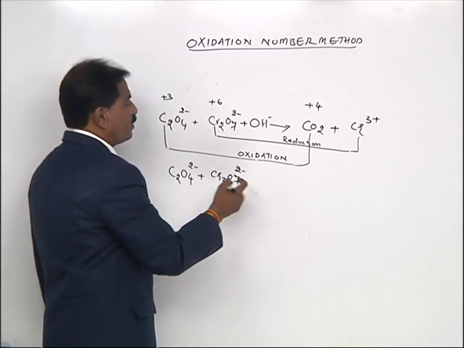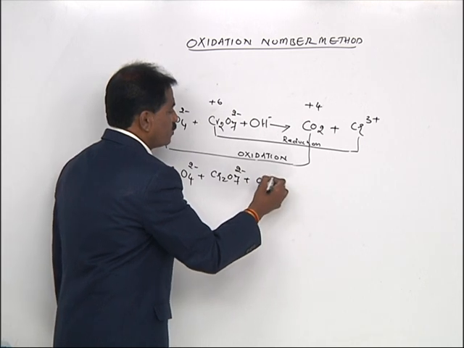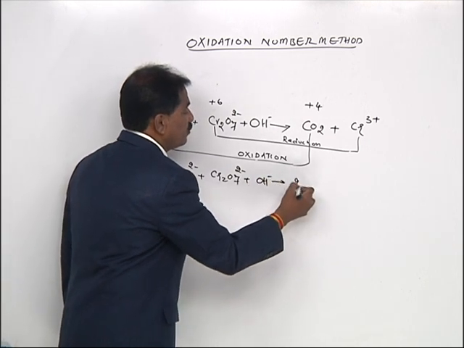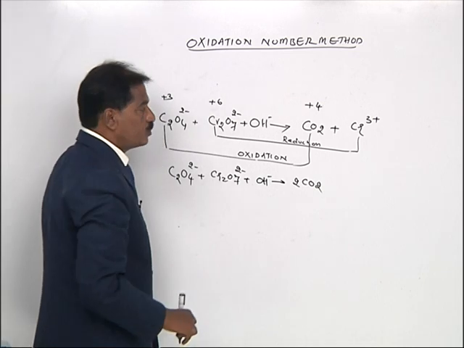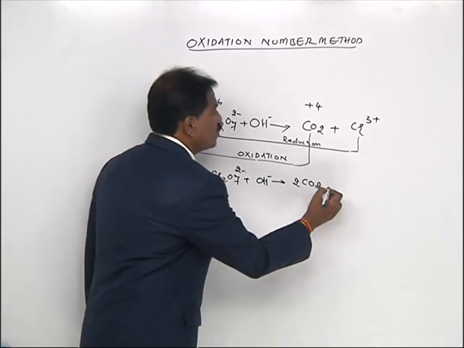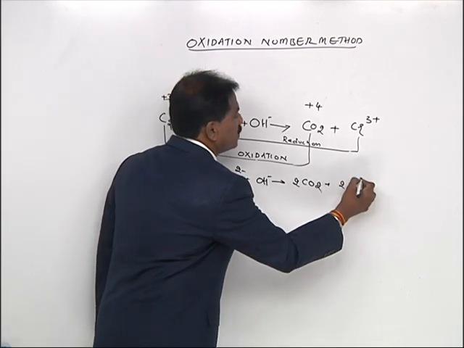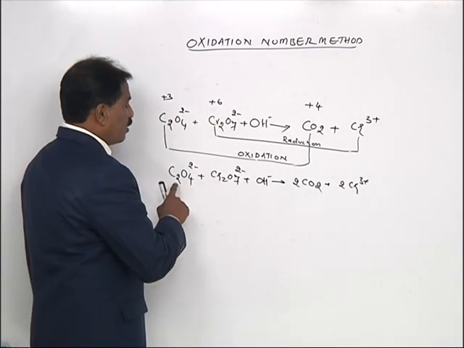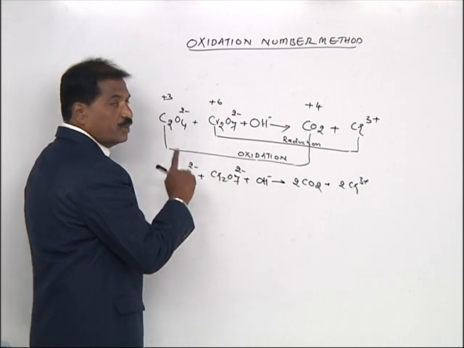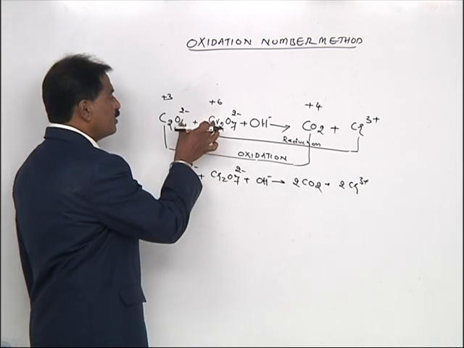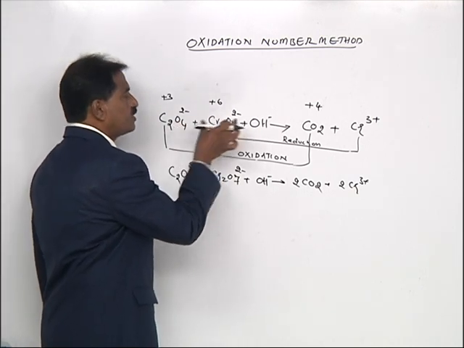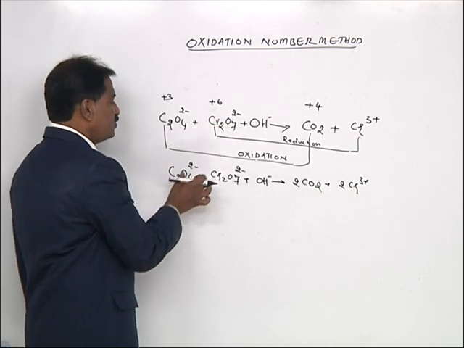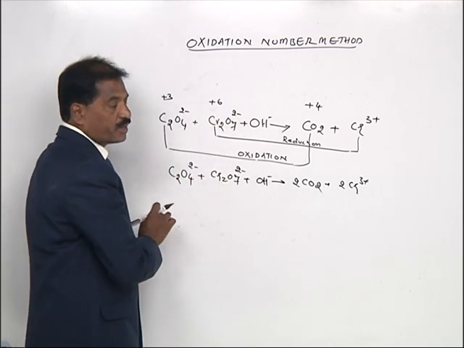Oxalate plus dichromate plus OH minus. Here put 2, it becomes 2CO2. Here Cr2O7, you put 2, it becomes Cr3 plus. So now the oxidation states of carbon and chromium are changing, and their numbers are different from reactant side to product side. Therefore, first we have balanced the carbon and chromium atoms.